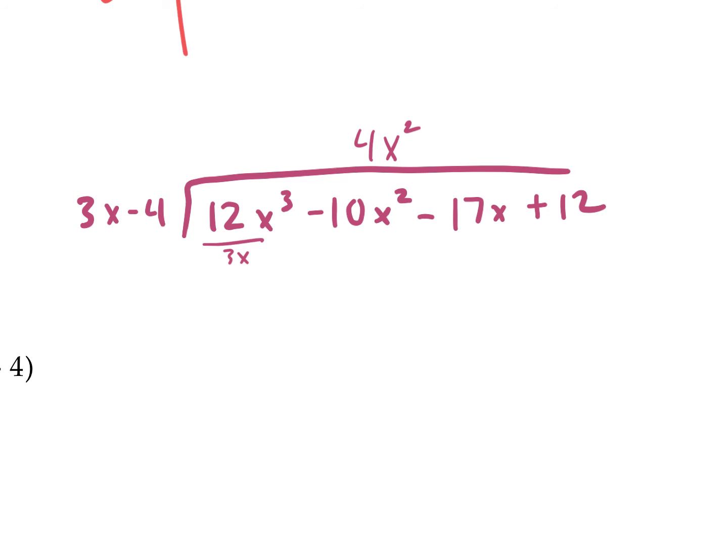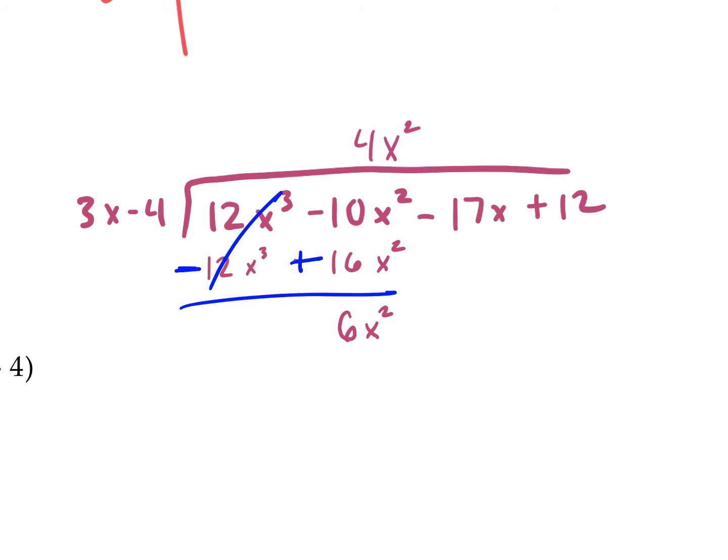Then whatever we write on the top, we multiply by everything on the outside. So this would be 12x cubed. 4x squared times negative 4 would be negative 16x squared. And then what do I have to do? Change the sign. So this becomes negative, this becomes positive. So this will cancel. Add them together. Negative 10x squared plus 16x squared is 6x squared.